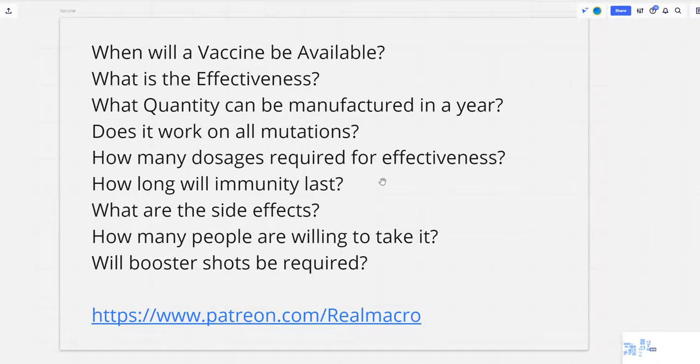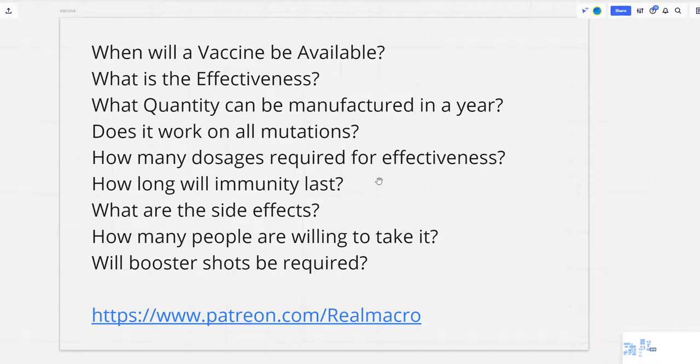So, let's talk about vaccines and then we'll close it out. Actually, we'll do a little bit of the market open. All right, so when will the vaccine be here? Well, we know when it is. It's today, right? What is the effectiveness? We don't know yet. From what we understand, it prevents severe sickness in 90% of the people. So for right now, we assume that even though you may not get sick from it, you can still spread it to other people. That's not good.